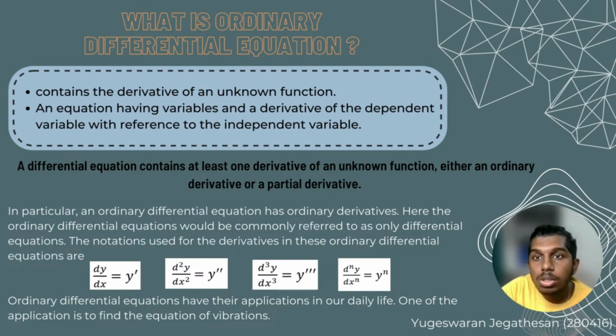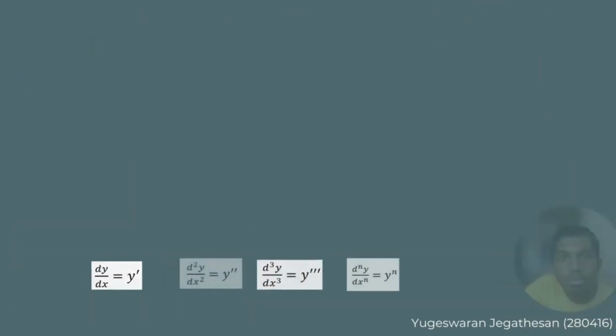The notations used for the derivative in these ordinary differential equations are dy over dx equals y prime, d squared y over dx squared equals y double prime, d cubed y over dx cubed equals y triple prime, d^n y over dx^n equals y^(n). Ordinary differential equations have their application in our daily life. One of the applications is to find the equation of vibrations.